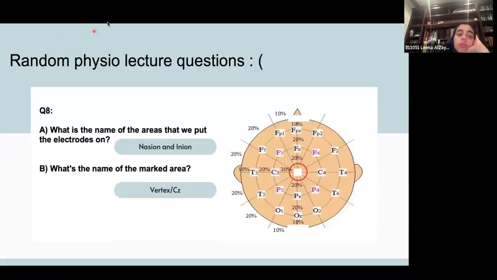Is it clear now? Vertex is the middle. It's the center of your head. It's like over here. This is vertex.